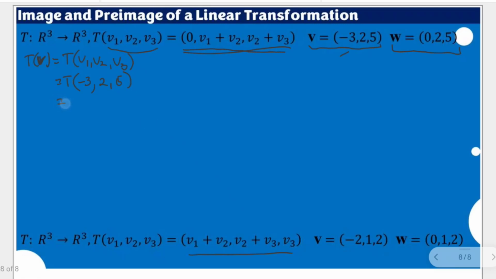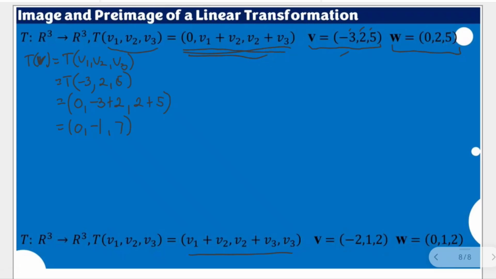Its image is actually 0, and then v sub 1, in this case negative 3, plus v sub 2, which is 2, and then v sub 2, which is 2, plus v sub 3, which is 5. That would mean the image of the vector v, with components negative 3, 2, and 5 using this linear transformation, is 0, negative 1, and 7. Again, this is the image of vector v. It's easier to solve for the image of a certain vector because you just need to substitute the values for v sub 1, v sub 2, and v sub 3 using the definition here.